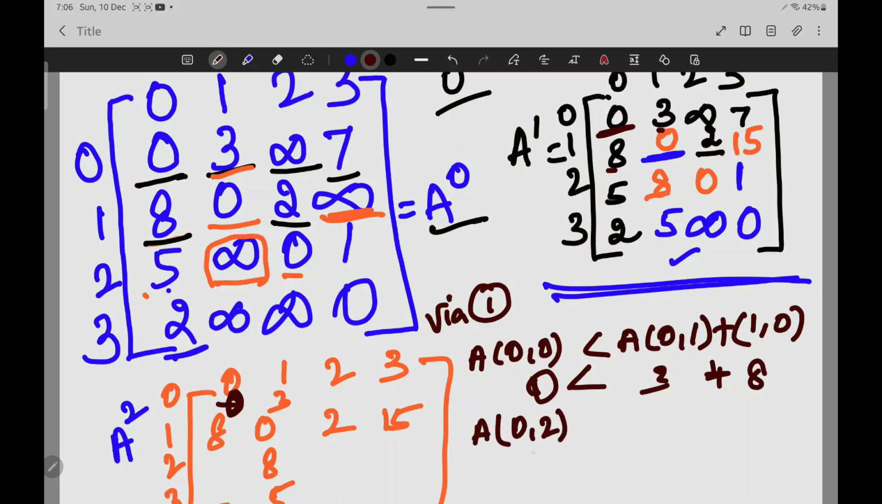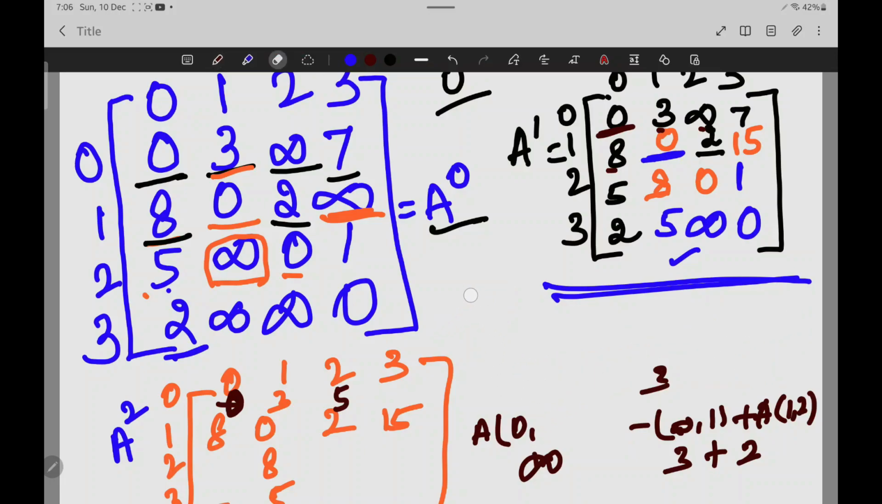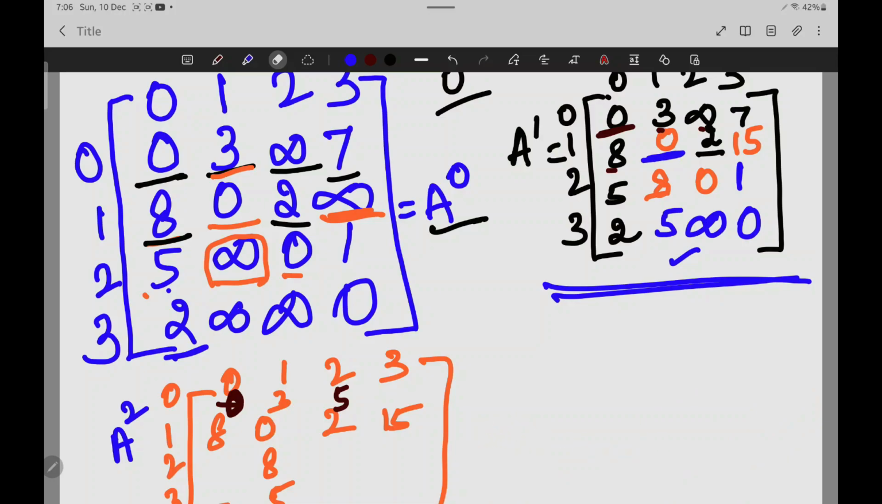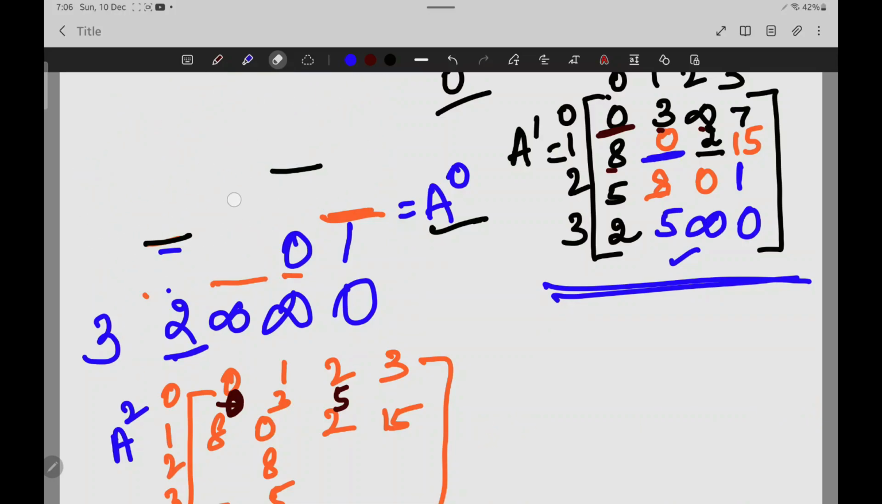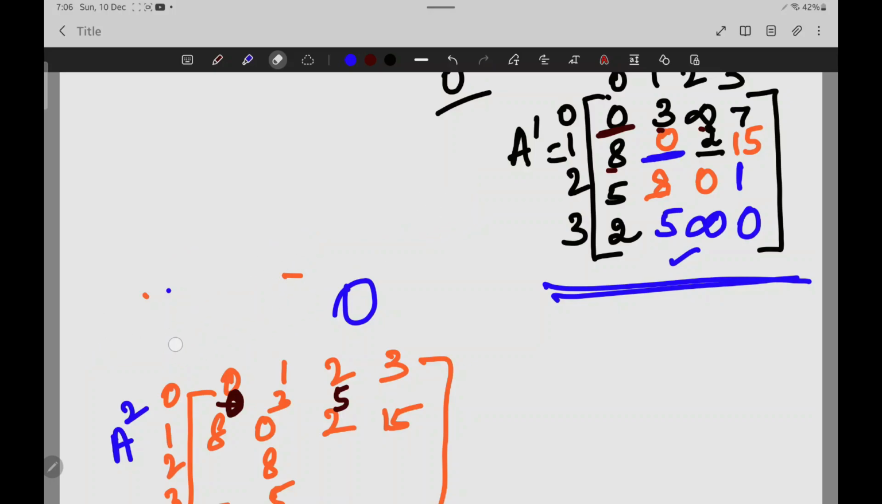A of 0 comma 2 via 1. So A of 0 comma 1 plus A of 1 comma 2. So 0 comma 2 is infinity. Infinity, 0 comma 1 is 3 plus 1 comma 2 is 2. So what can we have? 5. So this value can be replaced with the 5. So similarly we need to find the remaining value. So now we have to consider only this matrix, not this matrix. Okay, we need to consider A1 only. We need to consider that matrix only.